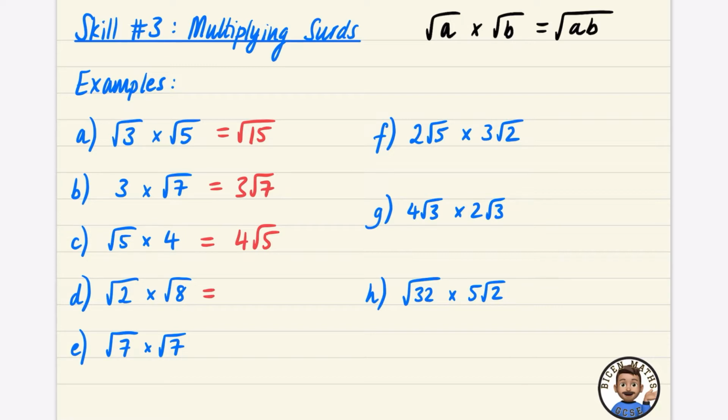Now there's a few different ways we could do this one. I'm probably going to do the most obvious, which is to take the 2 and the 8 and use this law here. We'll multiply the 2 and the 8 together, and 2 times 8 is 16, and the square root of 16 is 4.